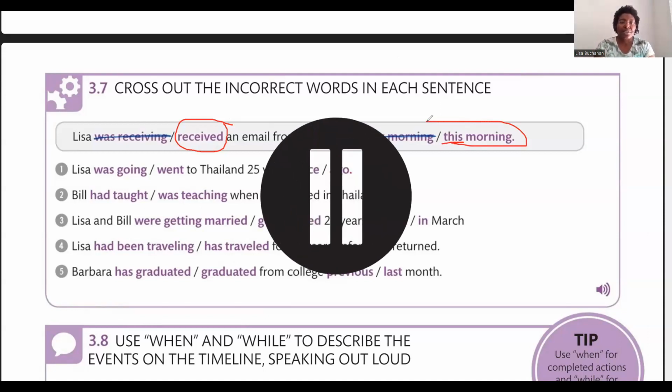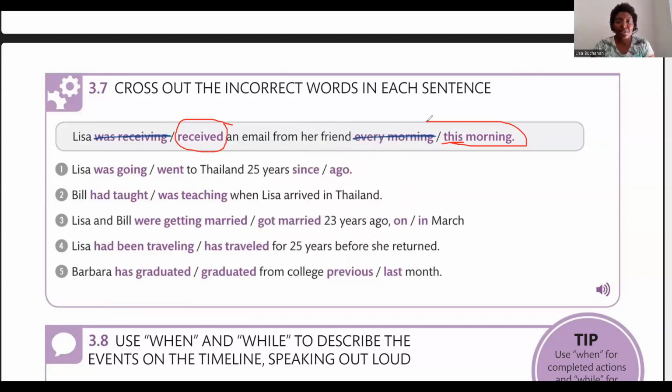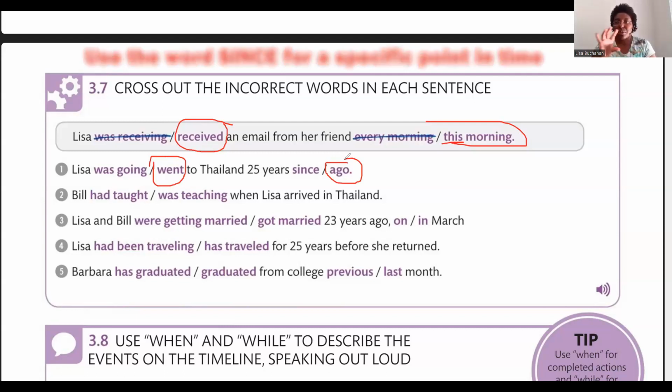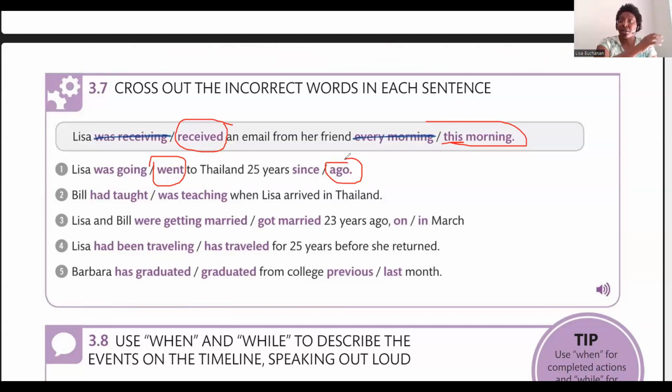Number 1, Lisa was going, or Lisa went to Thailand 25 years since or ago. Let's look at the answers here. Remember, is it a completed action? Yes, Lisa went to Thailand. It's over and done with, and it was 25 years ago. So we don't use since. We use since when it's a specific date, since November 2014, but we use ago when we're talking about a period of time, how many years. We use ago, not since.